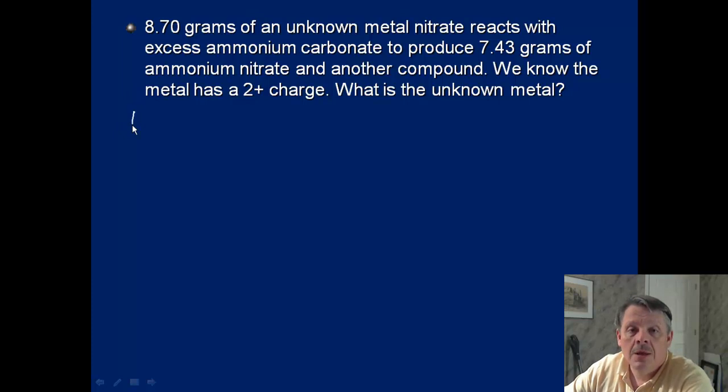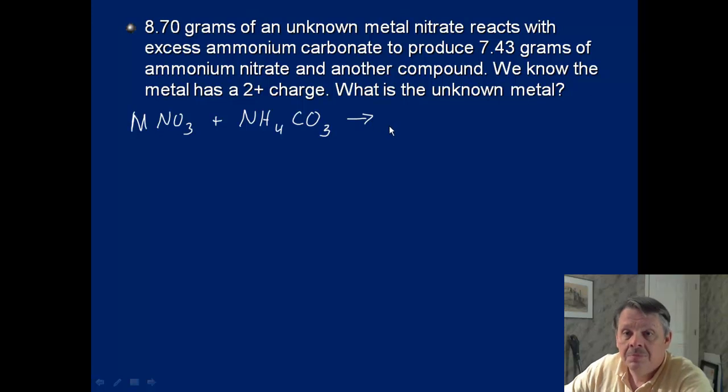So we're creating a metal nitrate. So that's a metal, and that's nitrate. And it reacts with ammonium carbonate, which is NH4CO3. I'm going to ignore charges for the minute. What it's going to produce is ammonium nitrate, which is NH4NO3, and another compound. Clearly this is a double replacement reaction, so I'm producing a metal with a carbonate.